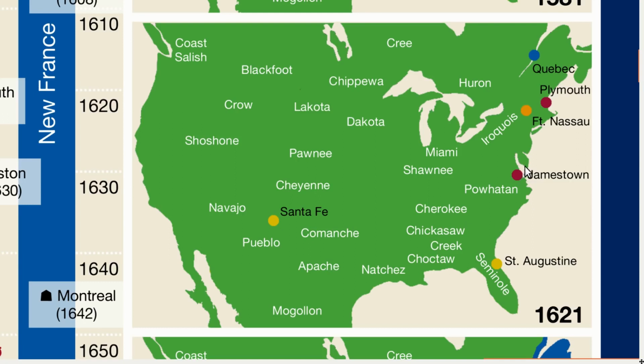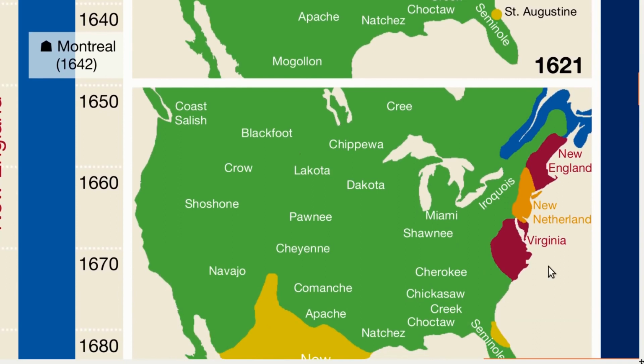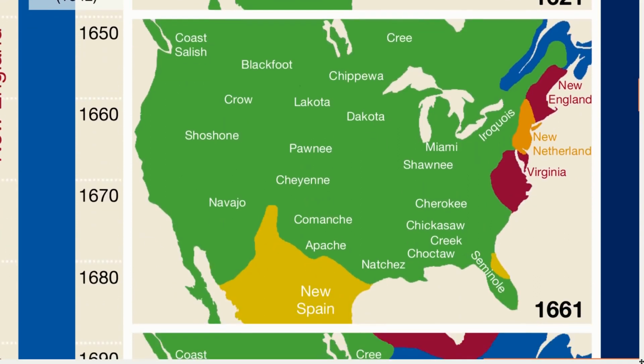Virginia, after the Virgin Queen Elizabeth I, and one in Plymouth, close to Boston, in an area that became known as New England. In between these two colonies, we also had a Dutch settlement, Fort Nassau, and up on the St. Lawrence River, we have Quebec, a French settlement. And if we zoom ahead to 1661, we can see that all these initial colonies have begun to grow.